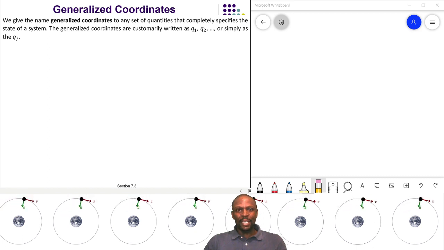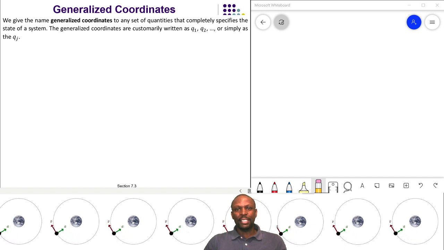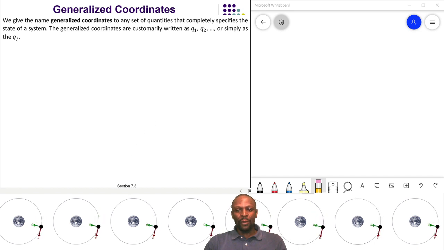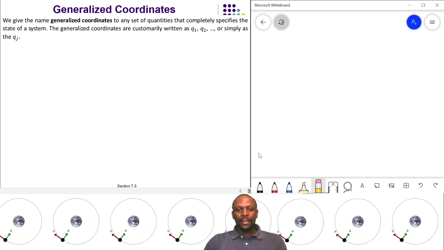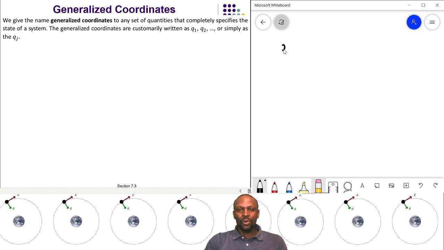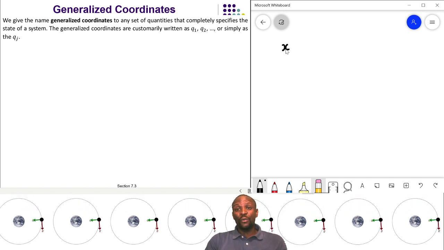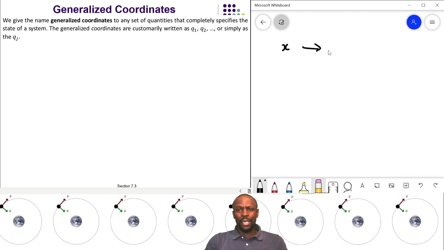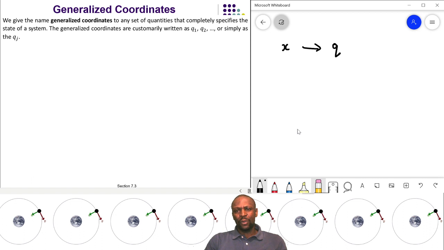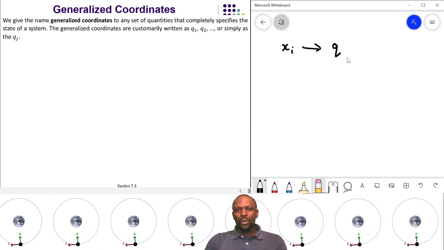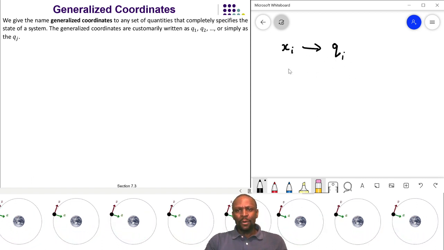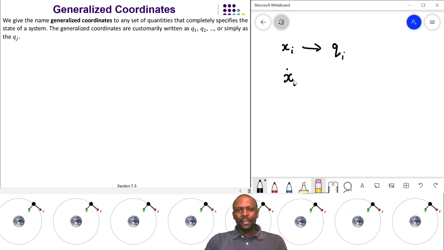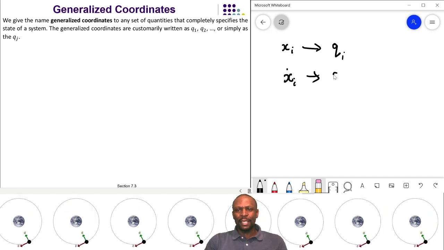We give the name generalized coordinates to any set of quantities that completely specify the state of a system. The generalized coordinates are customarily written as q. For example, x is only specific, because it's only for x. But now, if we talk about the generalized coordinate system, we are just going to have qj.